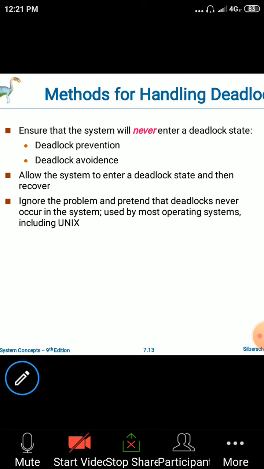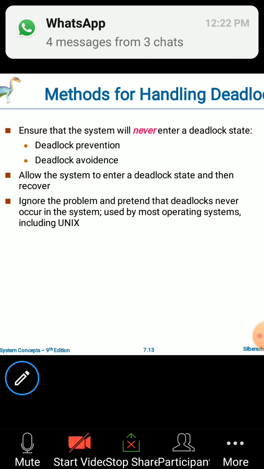And the next one is we will allow the system to enter a deadlock state and then recover from it. For that we'll use different deadlock detection algorithms, and we'll use algorithms to recover from the deadlock.